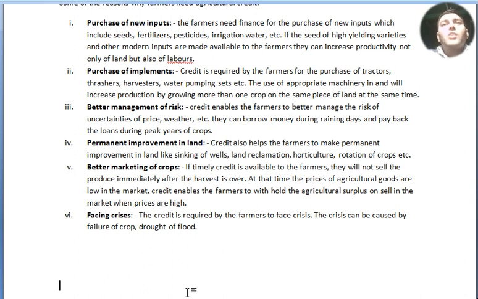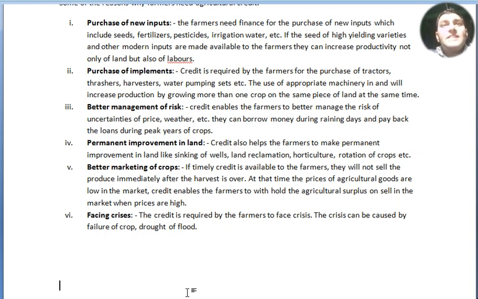Point number 5. Better marketing of crops. If timely credit is available to the farmers, they will not sell the produce immediately after the harvest is over. At that time, the prices of agricultural goods are low in the market. Credit enables the farmers to withhold the agricultural surplus from sale in the market until prices are high.